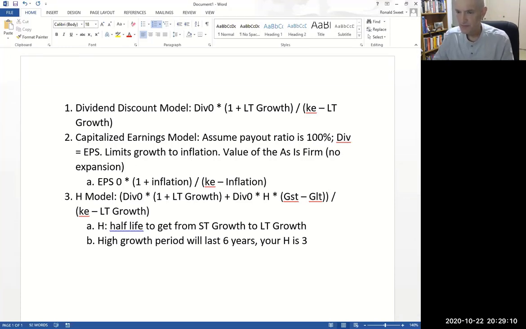So it's a fairly straightforward model. I found it in the footnotes of a paper for the CFA exam when I took it. I haven't seen it used as many times. I see people using the multi-stage growth model, and I don't like that model. It's just too cumbersome. It's kind of ridiculous. So I don't recommend you use that model. But that's the H model. Any questions on the dividend discount model, cap earnings model, or H model?